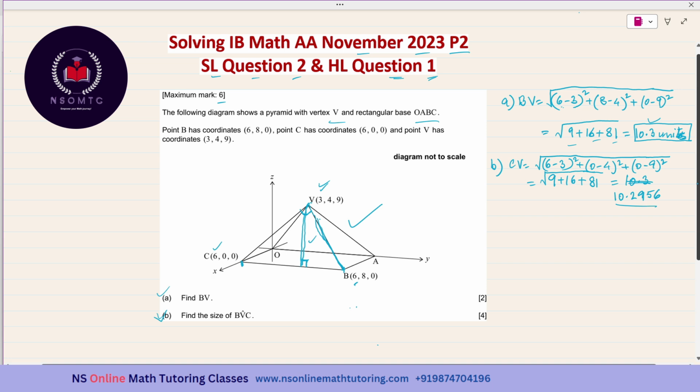And BC. So BC is equal to, let me take this minus this. So (6 minus 6) whole square plus (8 minus 0) whole square plus (0 minus 0) whole square.